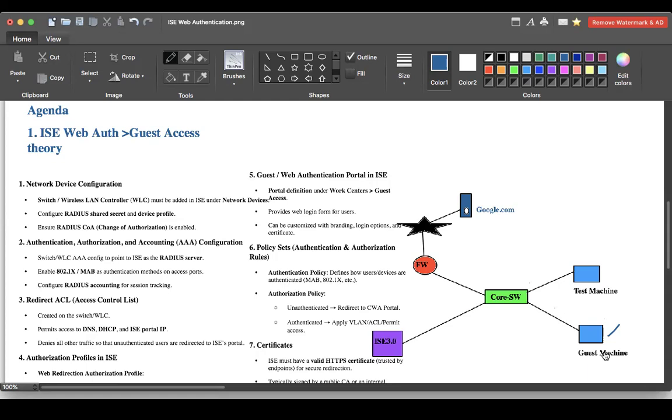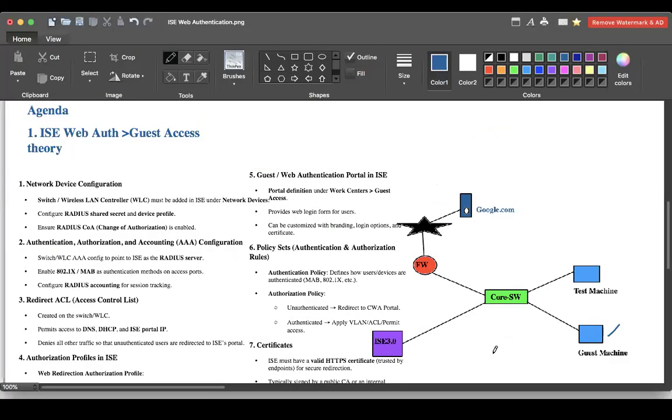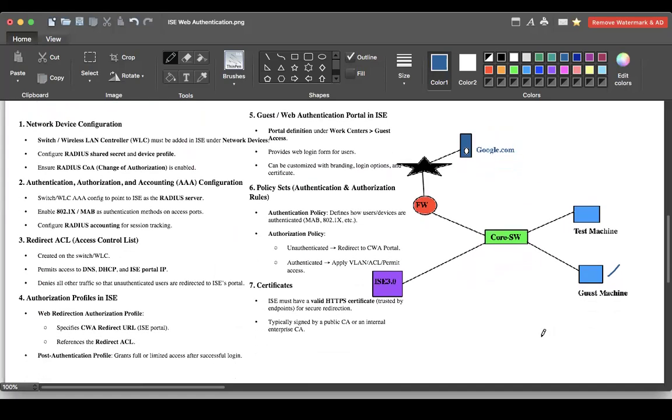Now, why do we call it that? First of all, it is called guest self-registration. Since we now have the credentials, you can go ahead and use them for further login. Then you also have device onboarding. So that's one, guest self-registration. The second one is sponsored guest access.